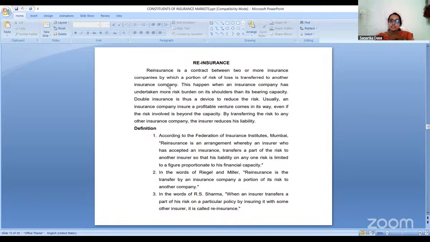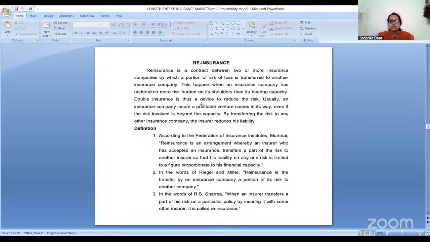The process of sharing the insurance policy risk, we call reinsurance. This happens when an insurance company has undertaken more risk burden on its shoulders than its bearing capacity. Reinsurance is possible when the insurance company is facing too much loss which the company cannot bear, then they will go with reinsurance.